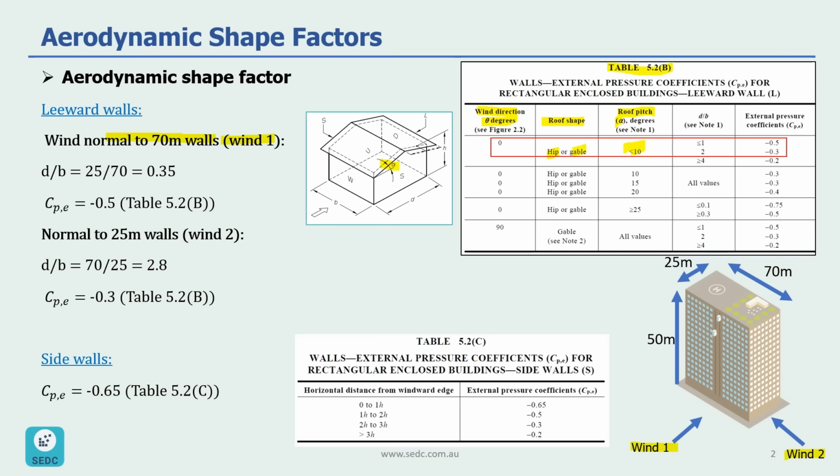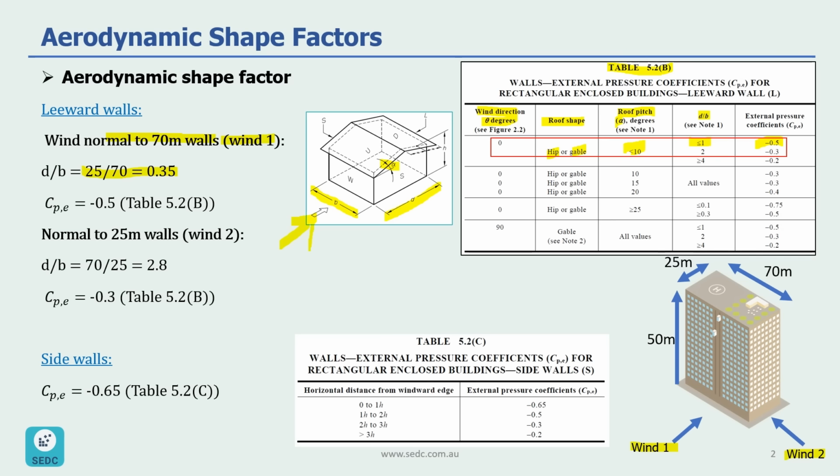So now we need to know what is the value of d over b. Let's look at the definition of d and b first. If the wind is blowing in this direction, the dimension that is perpendicular to the wind is b, and the parallel dimension of the building is called d. So for this wind 1 direction, d over b would be 25 divided by 70, which is 0.35, which is less than 1 as per this table. And this means our Cp,e would be negative 0.5.